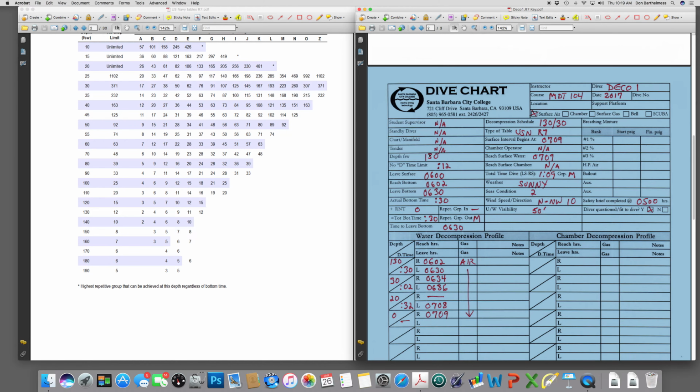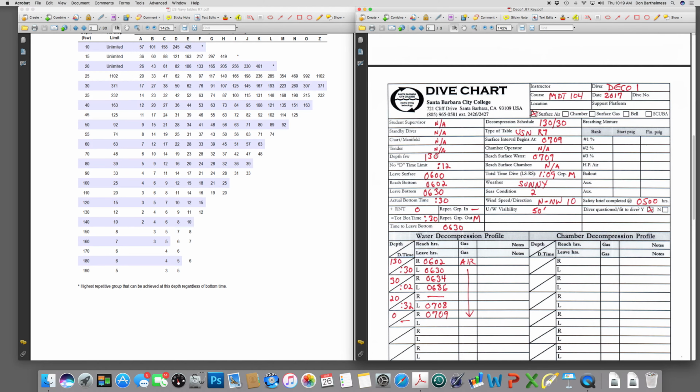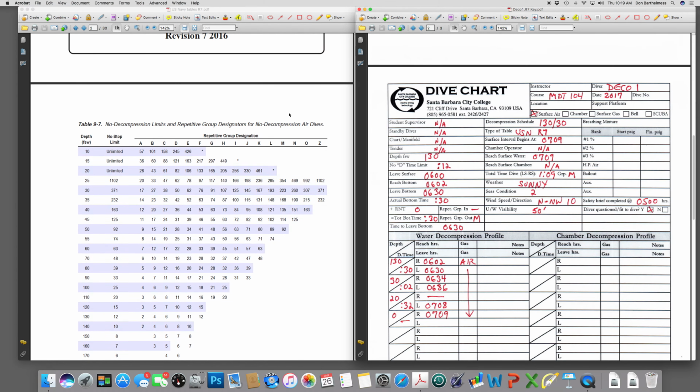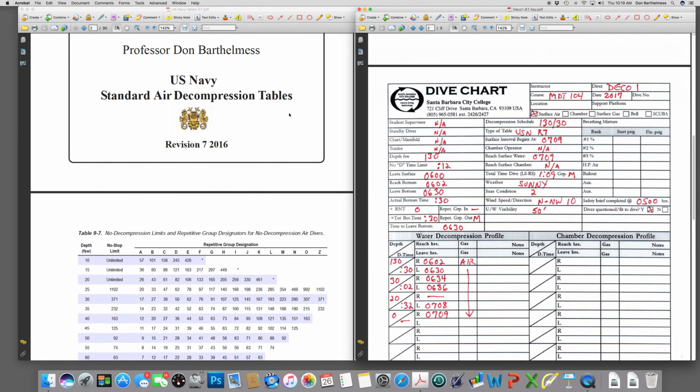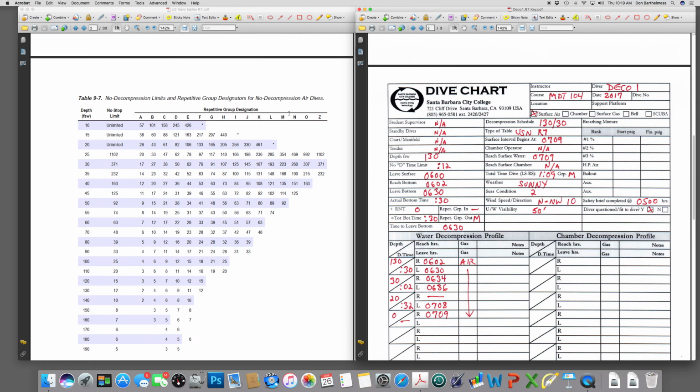So our depth is 130 feet here. And it says no decompression time limit, 12 minutes. Well, where do I get that information from? If I come over to my U.S. Navy Tables Revision 7, I scroll down to 130 feet and I see that 12 minutes is the no stop limit, and that's where I find that information out. So I'm exceeding that, so it needs to be a dive where we perform in-water stops.